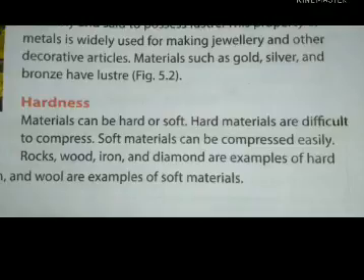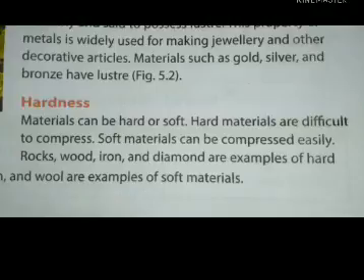Hard materials are difficult to compress. They cannot be pressed actually. Soft materials, however, can be easily compressed. Let us see the examples of hard materials like rocks, wood, iron and diamond. Whereas examples of soft materials would be rubber, sponge, cotton and wool.